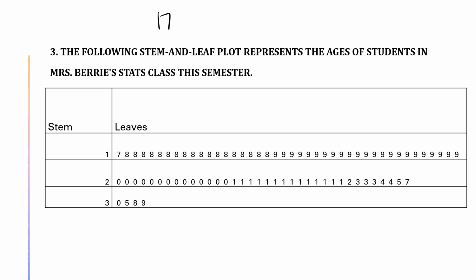So if you are thinking about the ages of my students, we have one person who's 17, a bunch of people who are 18, a bunch who are 19, a bunch who are 20, a bunch who are 21. Then we start tapering off. We've got a 22-year-old, 3 23-year-olds, 2 24-year-olds, 1 25-year-old, 1 27-year-old, a 30-year-old, a 35-year-old, a 38-year-old, and a 39-year-old. So the stem in this case represents the tens place. The leaves represent the ones place in our ages.